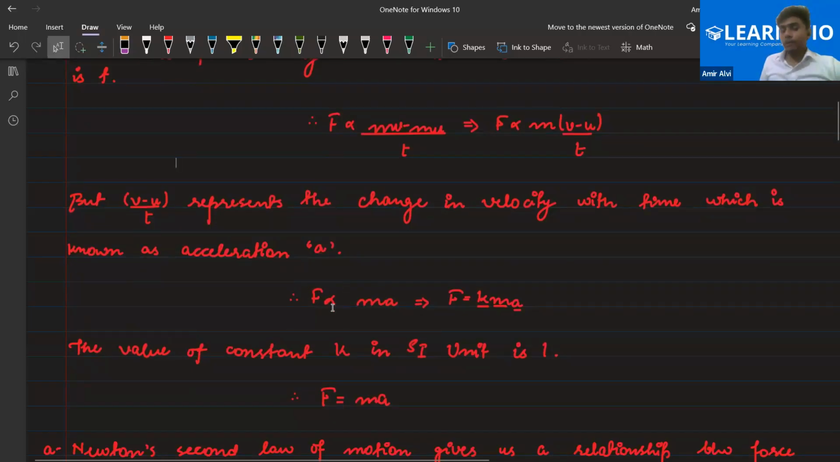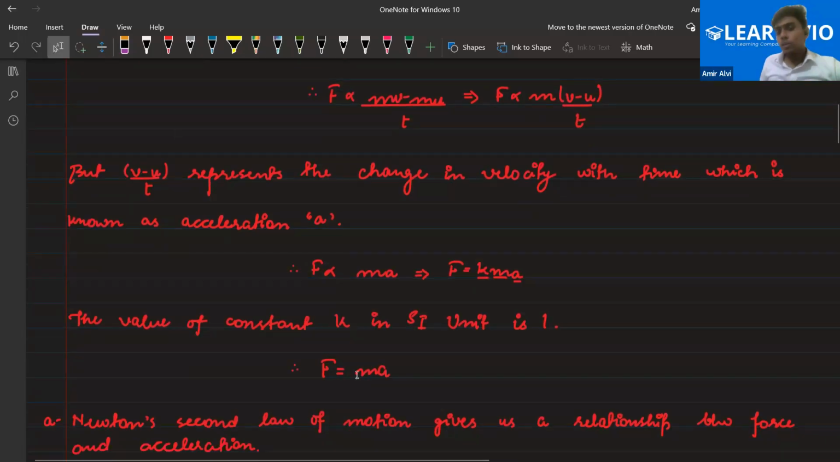To remove this directly proportional sign, because we always study the thing with an equal sign, if we are going to say that this is the formula, we are going to equate it. So one constant comes into the scenario. That constant is k, and the value of this constant is 1. The scientists have calculated the value of k as 1. So if I substitute it right here, I will get the equation force is equal to ma. Am I clear to all of you?